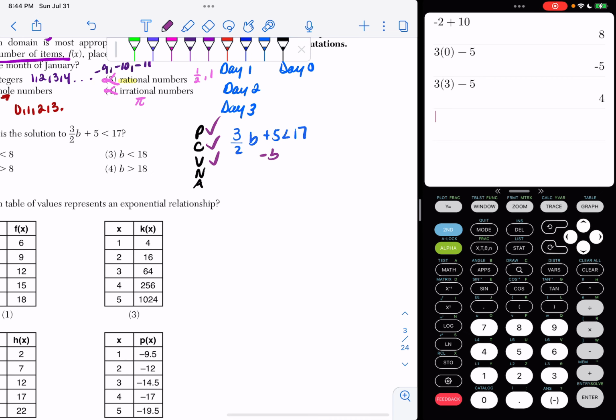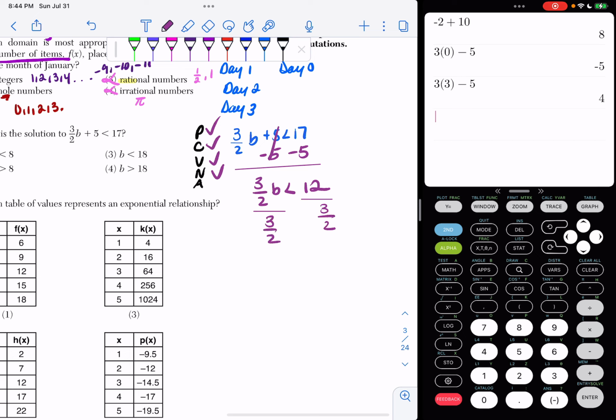So I'm going to subtract 5 from both sides of my inequality. Notice I didn't say equation, I said inequality. So I have 3 halves b less than 12. Now, I get rid of the number attached to my variable by dividing. So I'm going to divide both sides of my inequality by 3 halves.